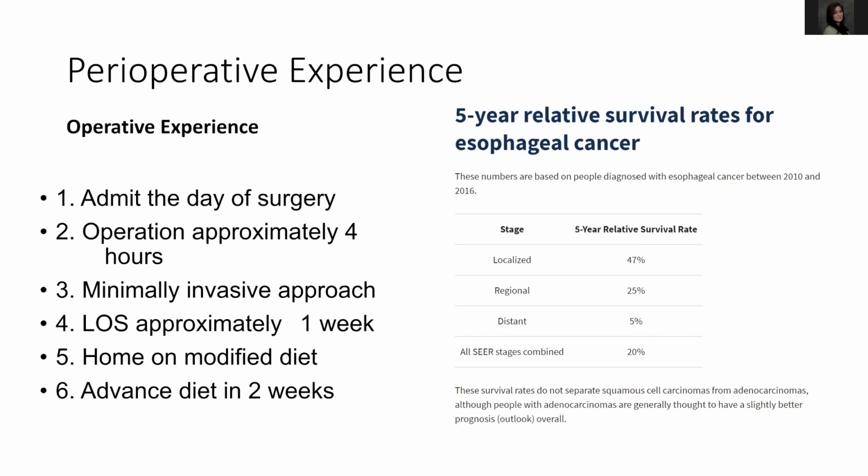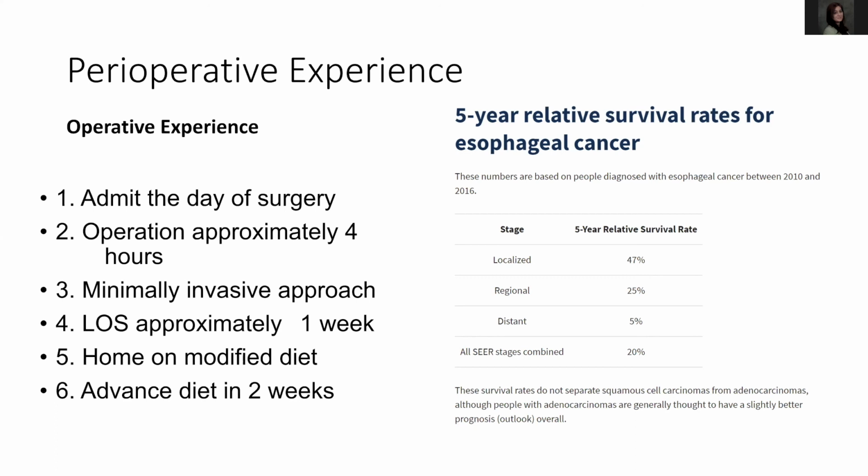But for localized disease, that is tumors that are limited to the esophagus with little to no nodal involvement, the 5-year survival is 47%. Regional, when there is invasion in surrounding structures or heavy nodal involvement, those patients will usually get some form of chemotherapy, radiation therapy, followed by surgery, and sometimes additional chemotherapy and radiation therapy afterwards. That 5-year survival is less, around 25%.